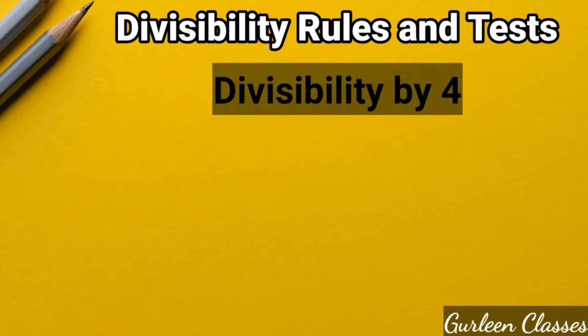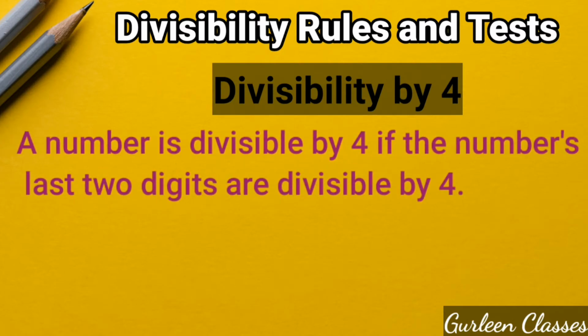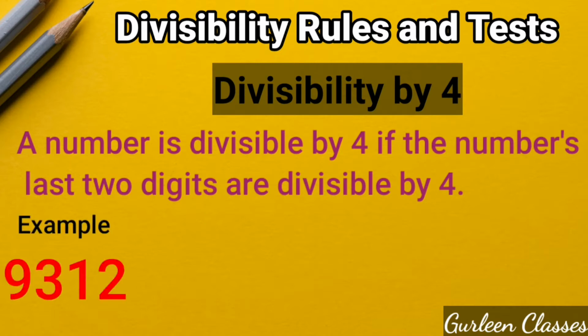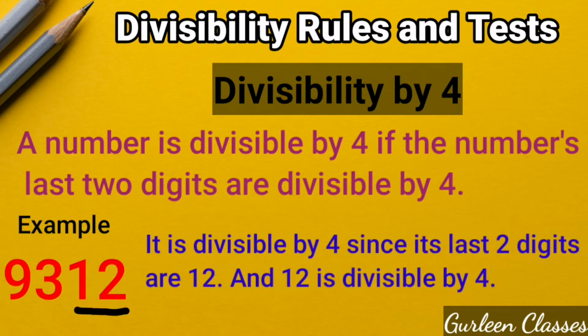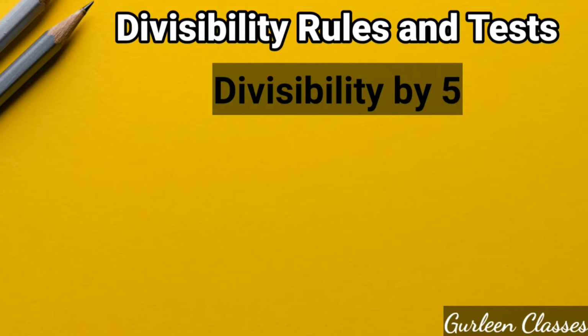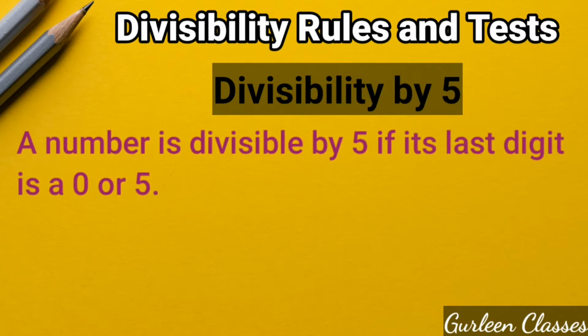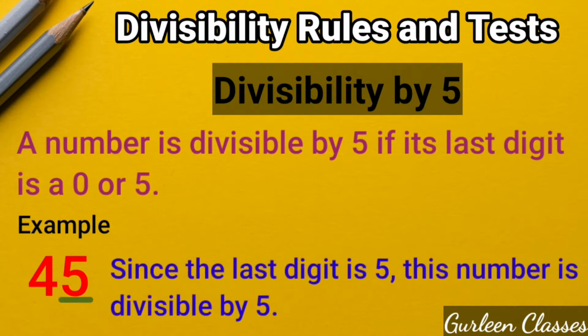Next, divisibility by 4. A number is divisible by 4 if the number's last two digits are divisible by 4. Example: 9312. If you divide 12 by 4, its last two digits 12 are divisible by 4. Next, divisibility by 5. A number is divisible by 5 if the last digit is 0 or 5. Example, 45. The last digit is 5, so this number is divisible by 5.